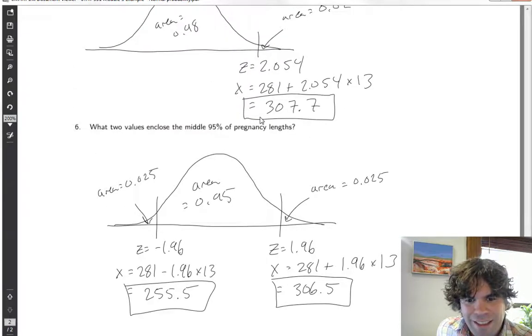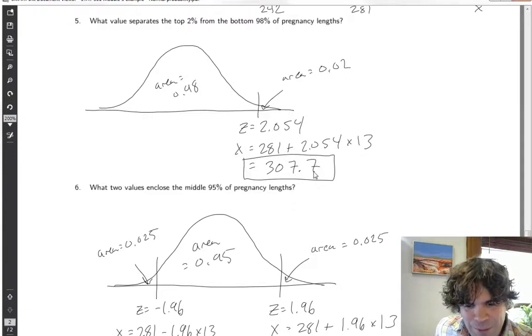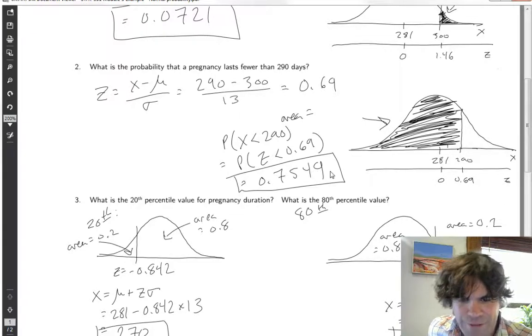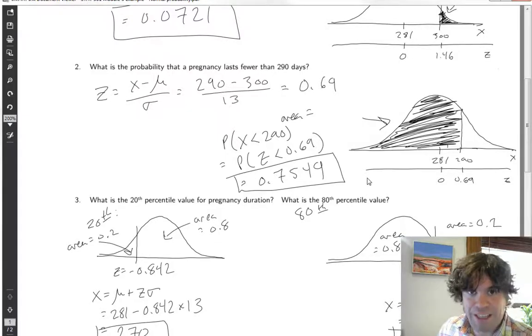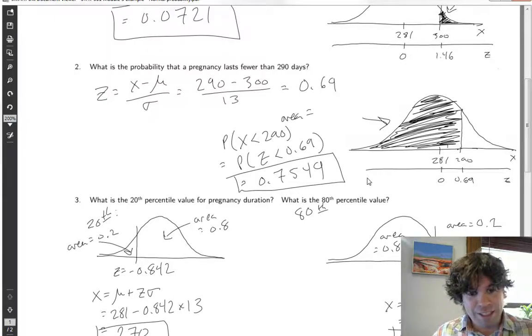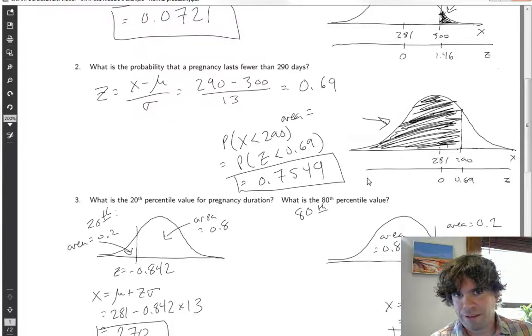More generally, these decimal places, 307.7 or 0.7549, that's awfully precise. And that level of precision comes from making some assumptions, such as pregnancy lengths are normally distributed, the population mean is 281 days, the population standard deviation is 13 days. All of these are approximately correct, but they're not exactly correct.